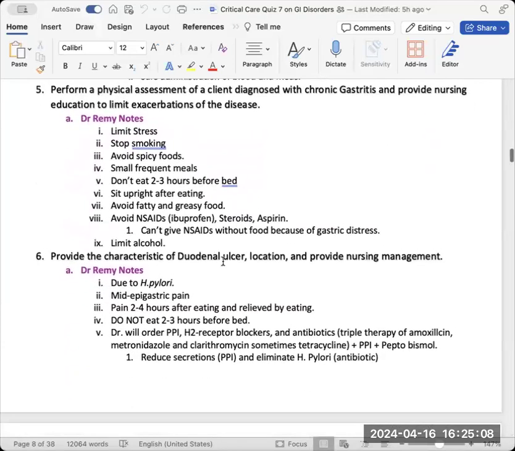Okay, so the next question is to perform a physical assessment of a client diagnosed with chronic gastritis, provide nursing education to limit exacerbations. So pretty much everything we said, right? We're thinking chronic gastritis. We know it has to do with H. pylori, so we know there's probably going to be antibiotics prescribed with that triple therapy. But we're also going to have all the other interventions like limiting stress, stopping smoking, diet changes, right? Avoiding spicy, greasy foods, not eating 2 to 3 hours before bed, sitting upright after eating, and avoiding NSAIDs, steroids, and aspirin, and limiting alcohol.